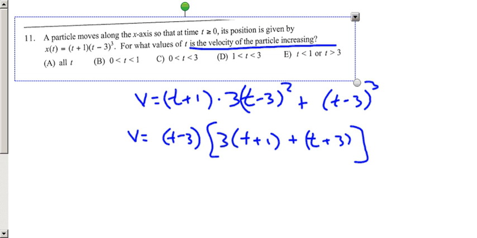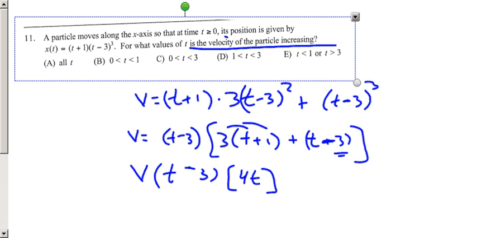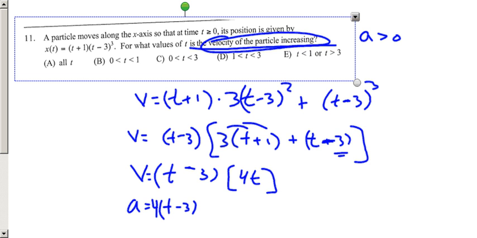Oh, sorry, that's a minus 3. So that should be a minus 3. And doing a little bit more work, we get t minus 3 times 3t plus 3, but then we have a minus 3. So you end up with just 4t there. That's v. And if we want to know when the velocity is increasing, we want to know when acceleration is greater than 0. So let's find the second derivative. So acceleration is derivative of the, or we could say first times derivative of the second plus the derivative of the first times the second.